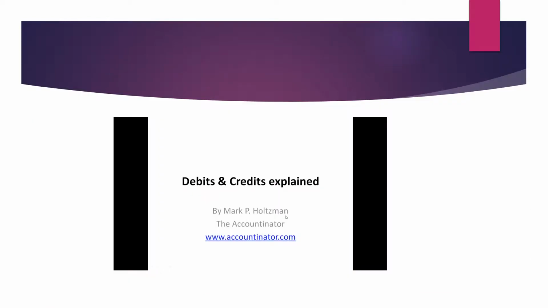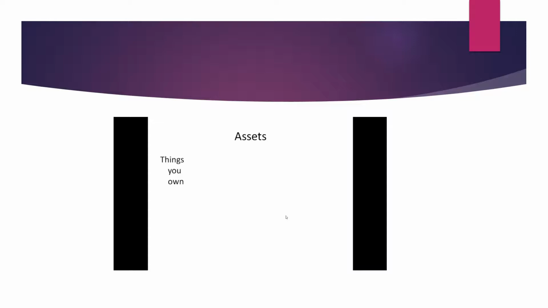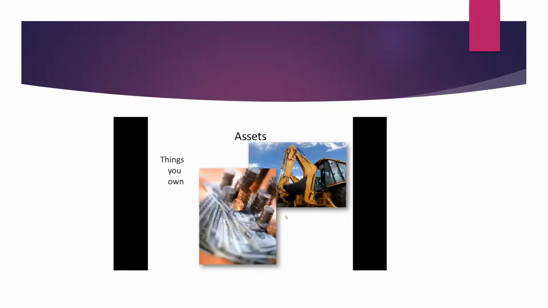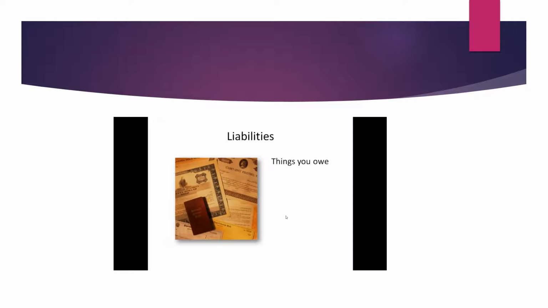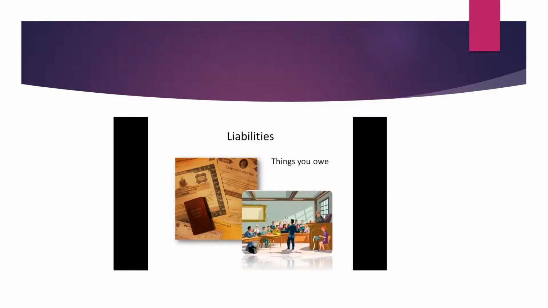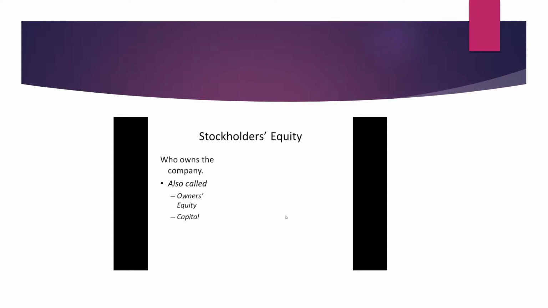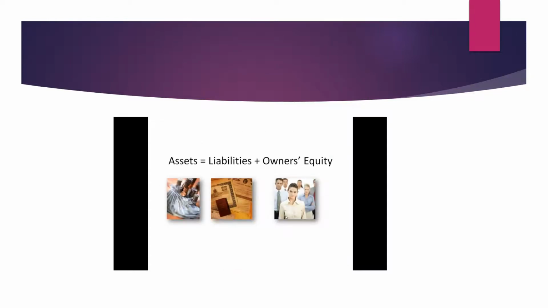Debits and credits explained. Assets are things that you own, like heavy equipment, cash, and real estate. Liabilities are things that you owe, bonds owed to creditors, and potential damages from a lawsuit. Stockholders' equity is who owns the company. It's also called owner's equity or capital. Assets equals liabilities plus owner's equity. This is called the accounting equation. What the company has belongs either to the creditors who hold the liabilities or the stockholders who own stock.